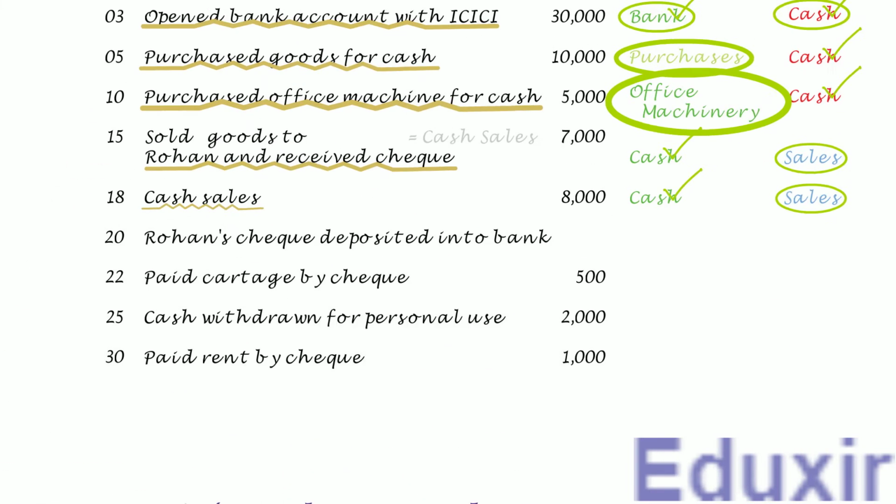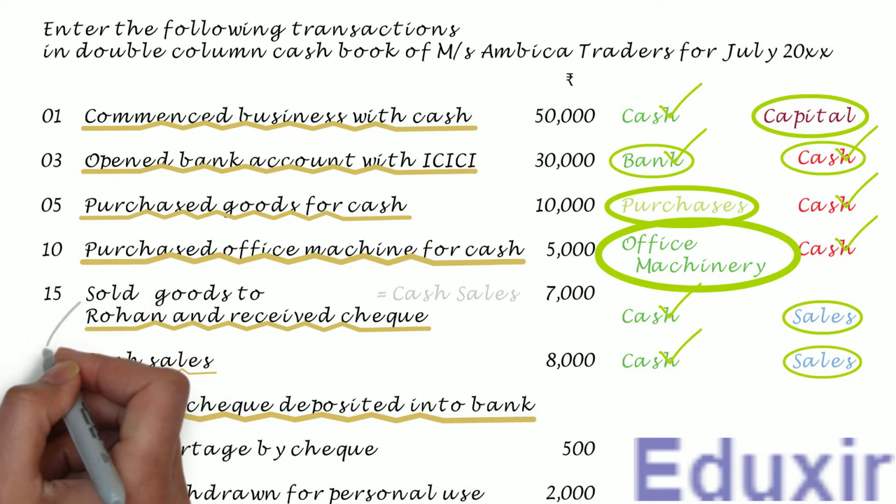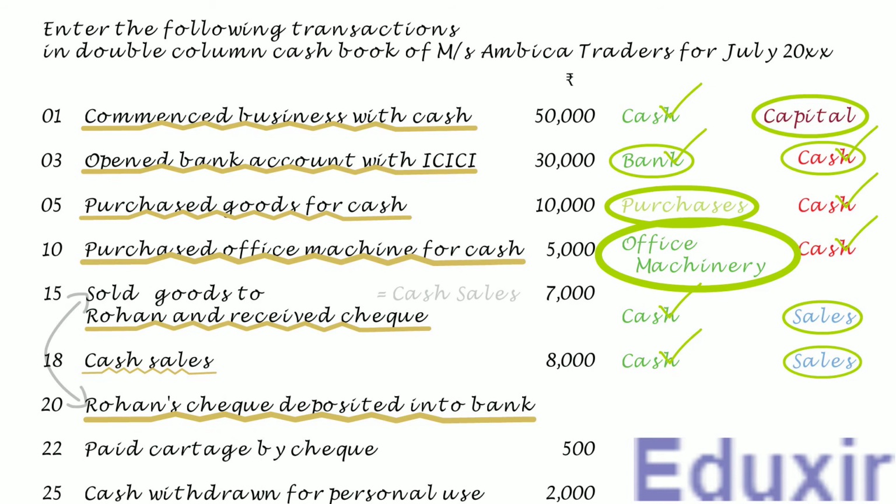In this transaction, Rohan's check is deposited into the bank. Note that this transaction is related to the transaction done on 15th July, wherein the business has sold goods worth 7,000 rupees to Rohan and received a check. However, as the check is not deposited on the same day, we consider it as cash sales. Now the business is depositing that check into the bank.